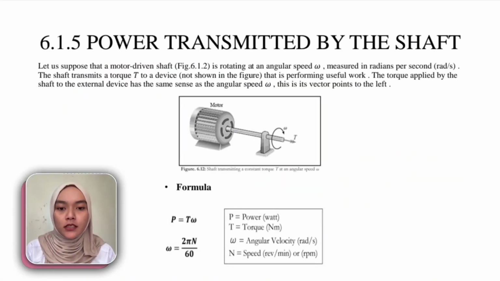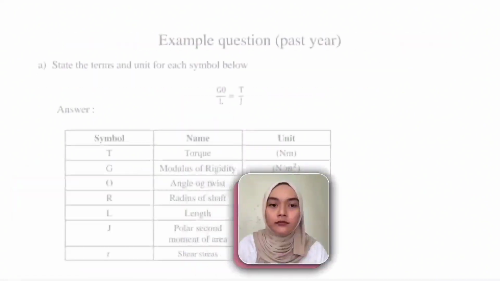Power transmitted by the shaft. Let us suppose that a motor driven shaft in figure 6.1.2 is rotated at an angular speed measured in radians per second. The shaft transmits a torque to a device that is performing useful work. The torque applied by the shaft to the external device has the same sense as the angular speed. This is it, the vector points to the left. The formula is P equals T omega equals 2 pi N T over 60.